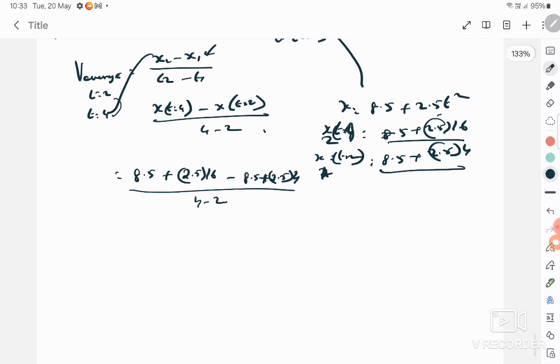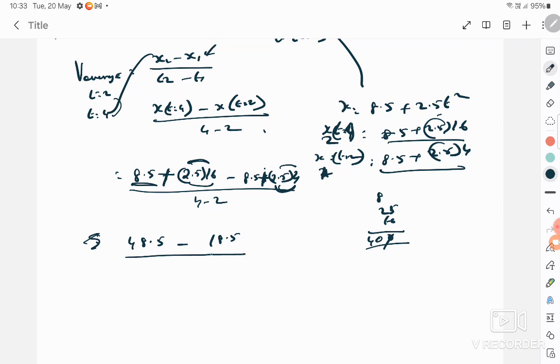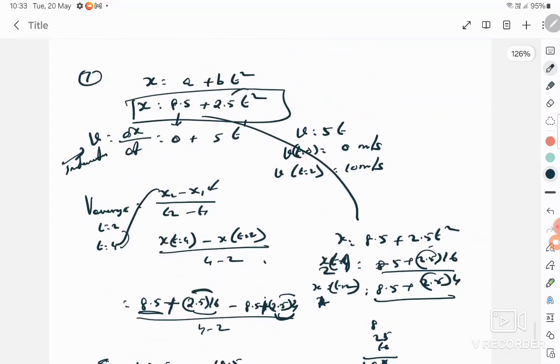So then you have to multiply this and add it with 8.5, or you can alternatively take out 8.5. Okay, so that's all you can do. Just multiply it. 2.5 into 16 is 40, and with 8.5 you get 48.5. Minus 2.5 into 4 is 10, and 18.5, divided by 2. So this will become 30.0 by 2. So the answer will be 15 meter per second. That will be V average. So you should understand the difference between instantaneous velocity and average velocity very clearly.